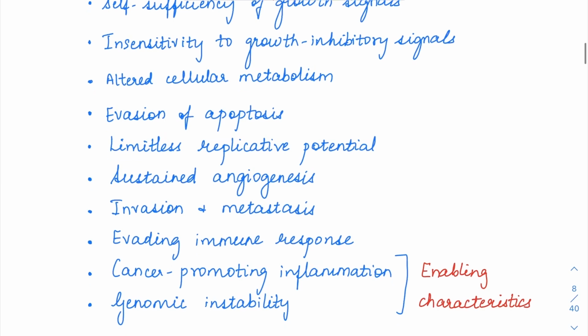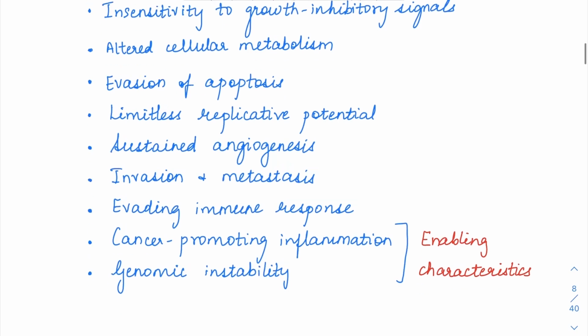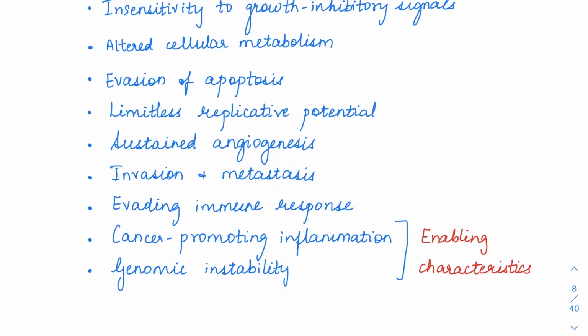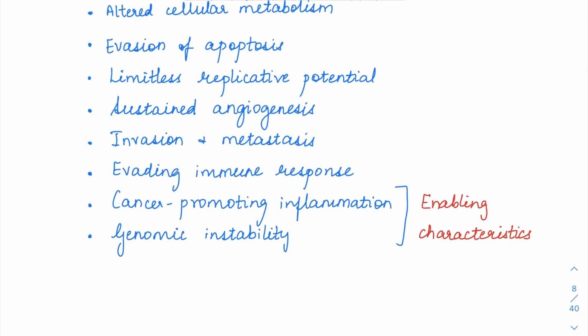Then altered cellular metabolism. So they don't use the normal cellular metabolism, they use some other metabolism, and that helps in the tumor cell growth. Then they have evasion of apoptosis. So apoptosis will actually kill the tumor cell, right? So in order to escape from apoptosis, the tumor cells are going to engage some mechanism so that they can evade the apoptosis.